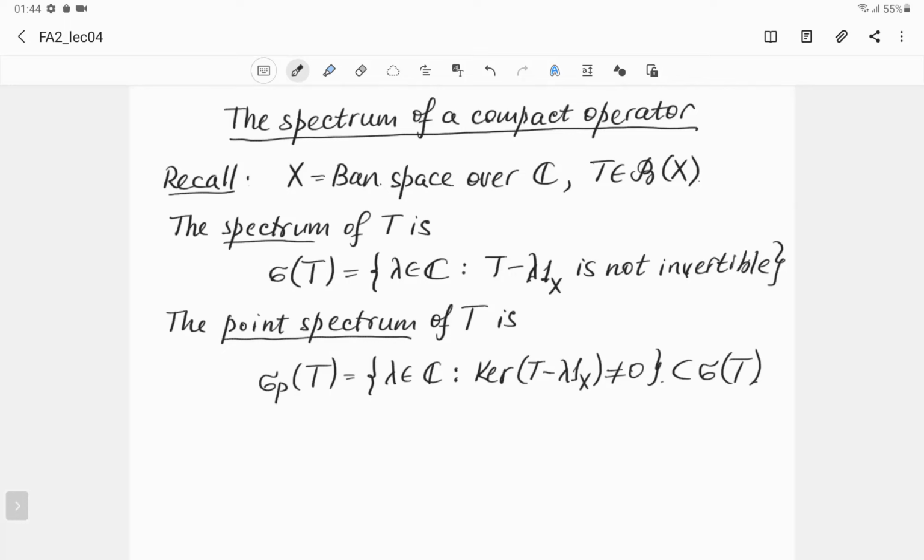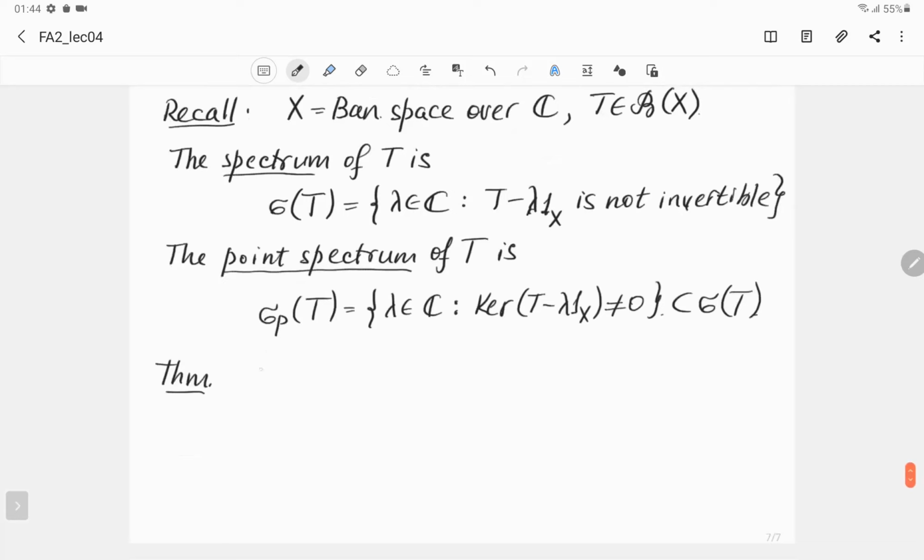So our next goal is to show that if our operator is compact, then the spectrum and the point spectrum are almost the same. So the only point which is in the spectrum, but which is not necessarily in the point spectrum, is 0. So we have the following theorem. Suppose that X is a Banach space, and T is a compact operator on X. Then we have the following results.